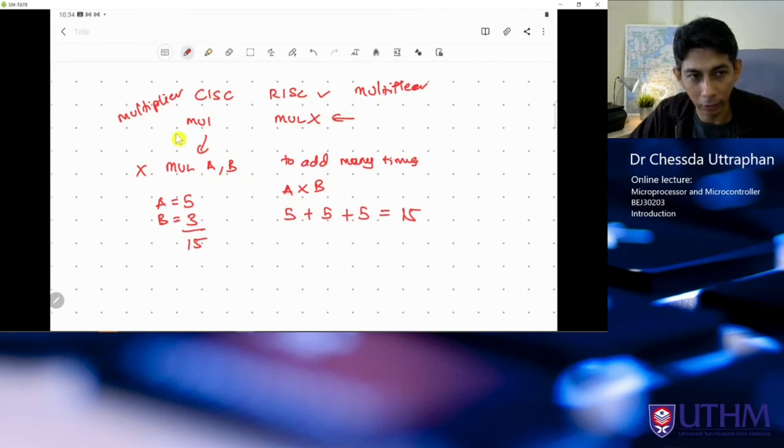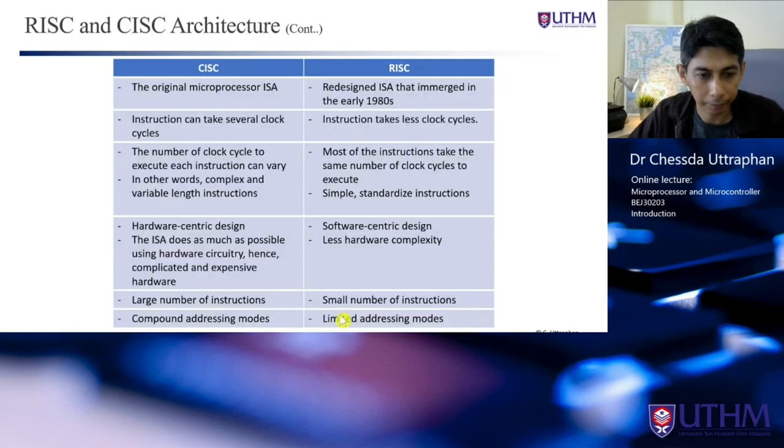But for this one, you have the hardware, so no problem. This is directly translated to the instruction to multiply the number. Very straightforward.